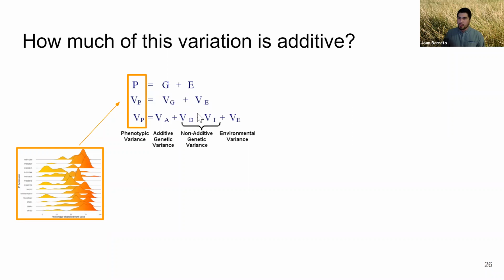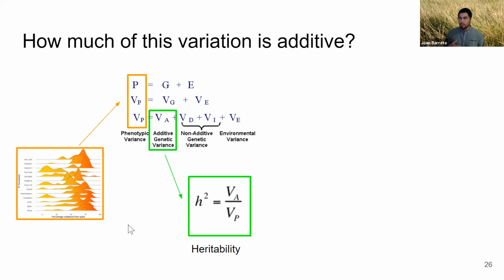But the genetic part can be split into three components. There is dominance variance and epistatic variance, which are particular to the individual. We do not care much about those at this point. The main component of variance that we care about is the additive genetic variance, which is what is passed from parents to offspring. By estimating this, we can then estimate the heritability, which tells us how much genetics are controlling the trait, genetics that are passed from parents to offspring.